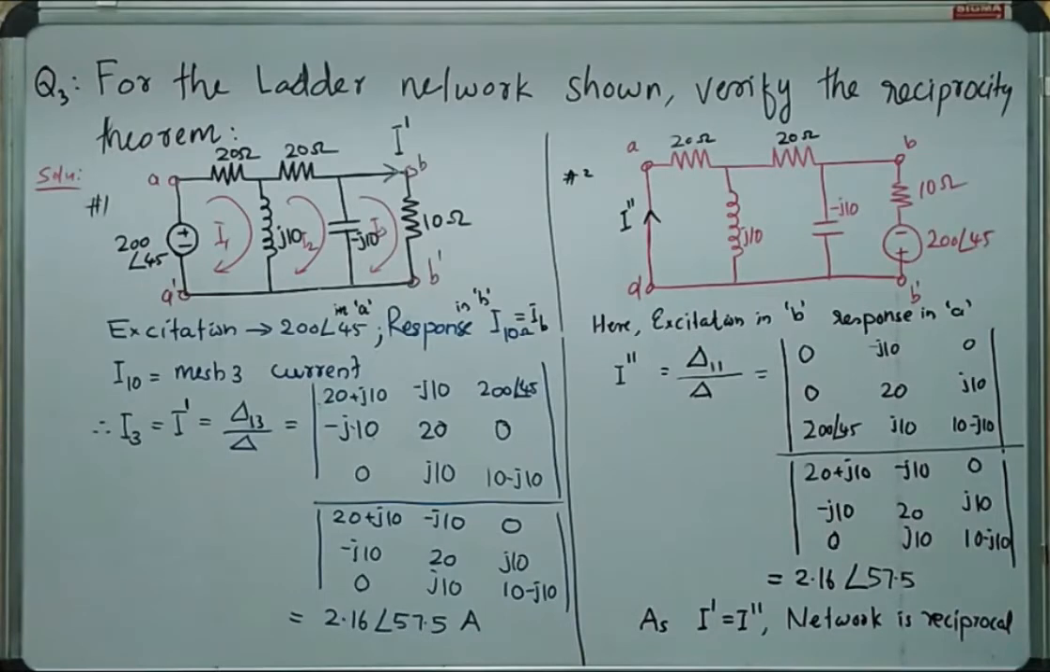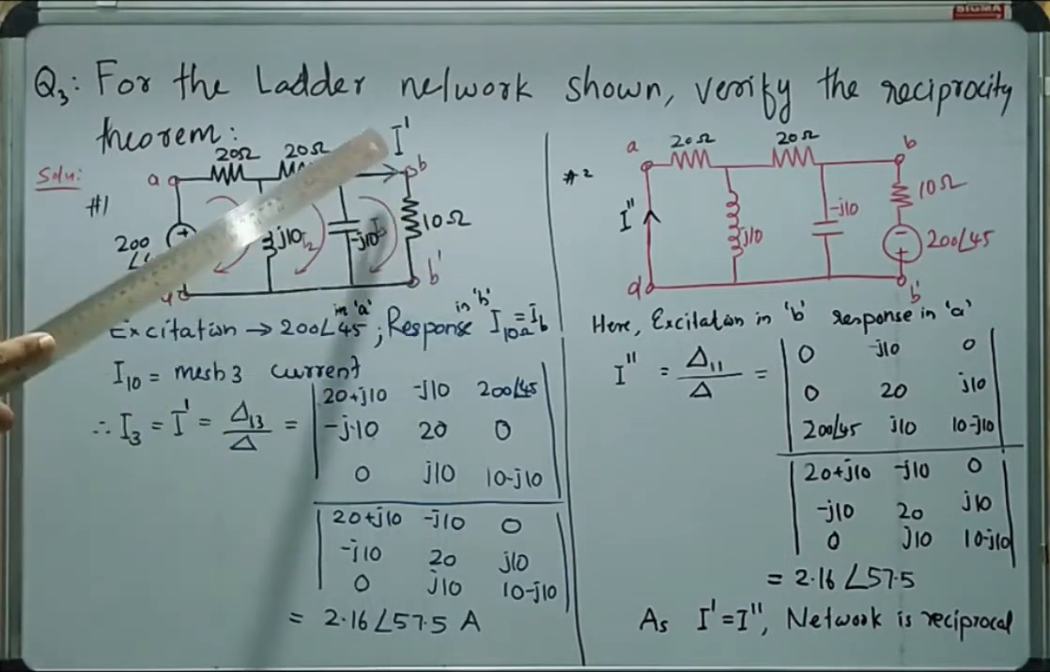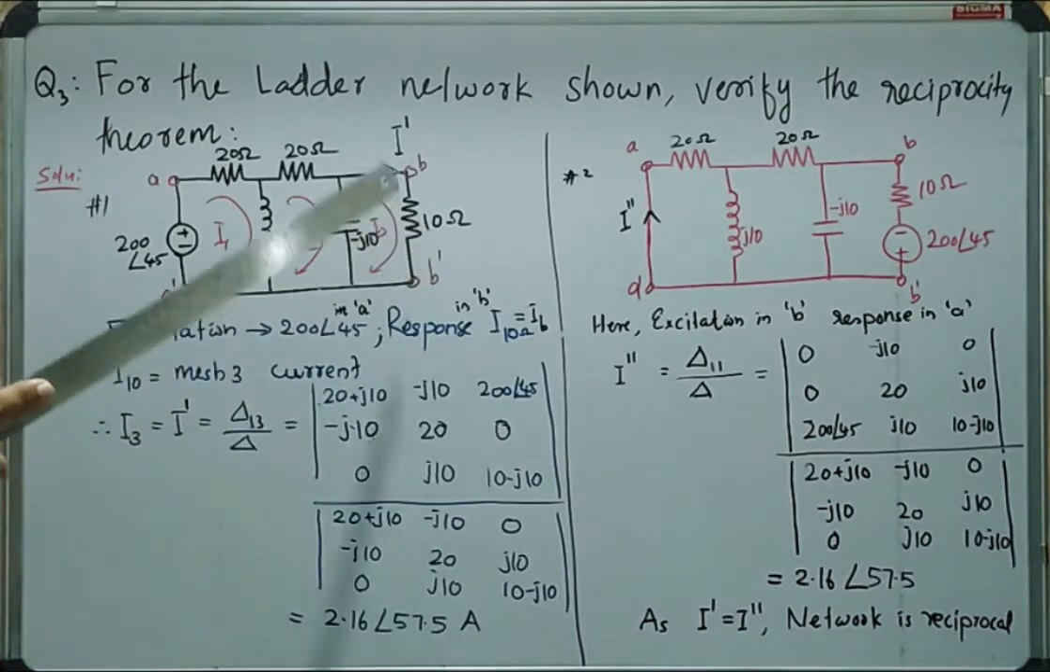Let's see another example in an AC circuit to verify the reciprocity theorem. So this is the circuit. Here we have one independent voltage source having value 200 angle 45. Let's say this is branch A and this is branch B. Here the excitation is connected in branch A and the response is the current through branch B.